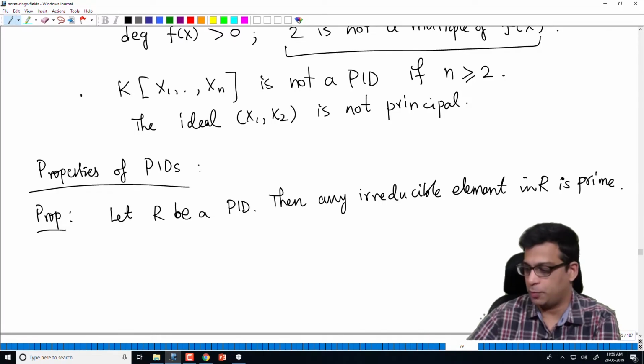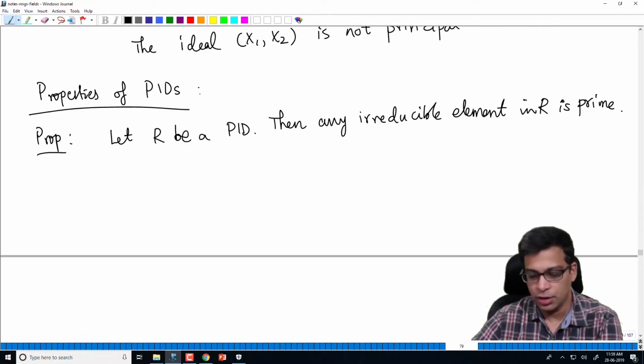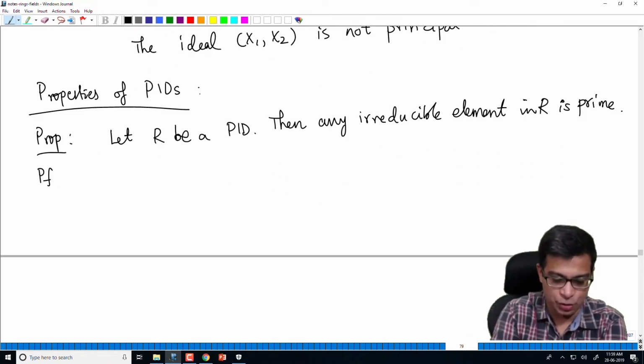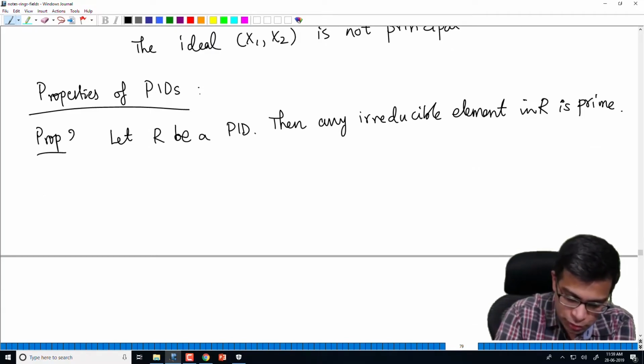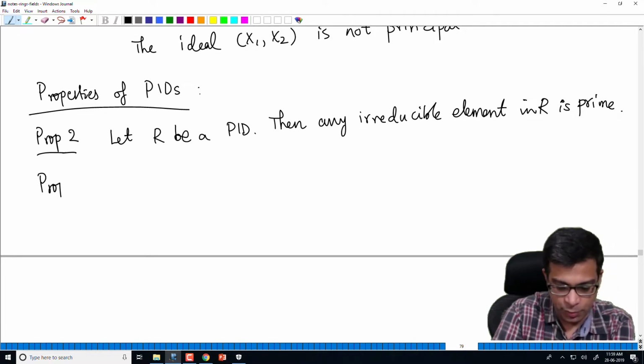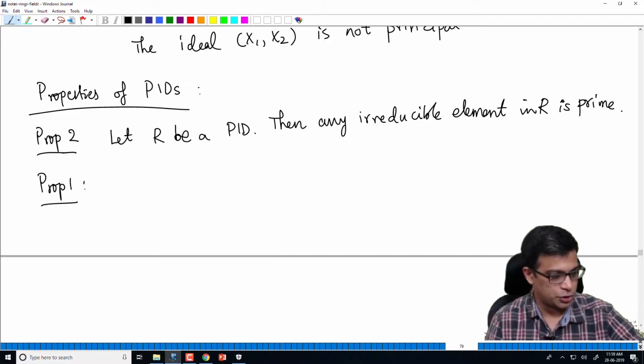Remember that we saw in an example that in general, if you have an integral domain, irreducible elements may not be prime. Though prime elements are always irreducible, but irreducible elements are not necessarily prime in general. However, in a PID that happens to be the case. Okay, so actually I should make this proposition 2, and I will write proposition 1 first now, which I will prove first, and then we will do proposition 2.